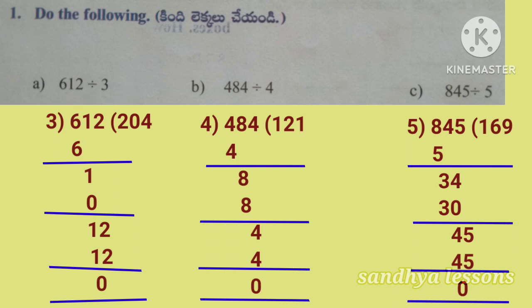B. Division. 484 divided by 4. By dividing 484 with 4, we get quotient is equals to 121 and remainder is equals to 0. C. Division. 845 divided by 5. By dividing 845 with 5, we get quotient 169 and remainder 0.